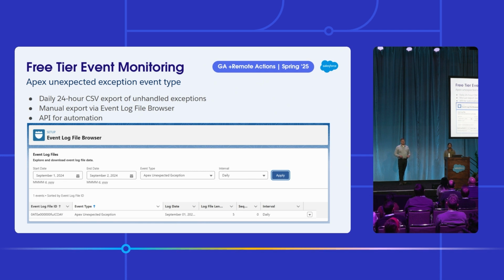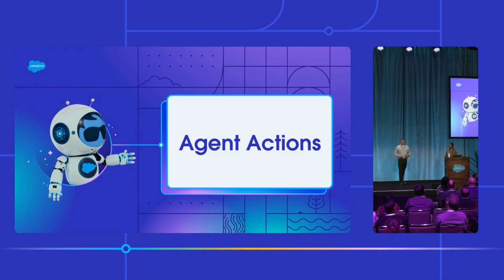Now you can extract that either through the setup UI, there's an event log browser, or it also has a number of APIs itself, so you can directly pull that down. And so you can automate the retrieval of those exceptions and you can start processing them in external systems. It's a really important mechanism to be able to be aware of what exceptions are happening in your org and to what volume.